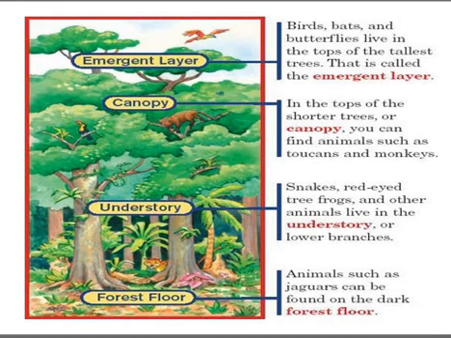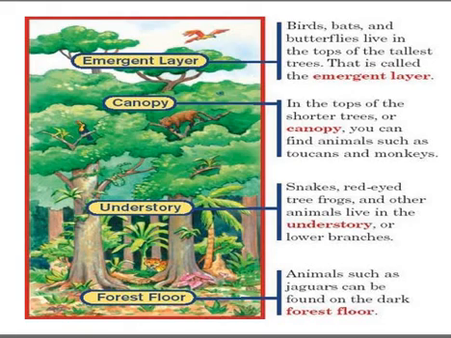So if we have a look at this slide of the rainforest, we see the emergent layer, canopy layer, understory layer, and forest floor layer, 1, 2, 3, 4 layers of a rainforest. We start from the forest floor, the tropical rainforest floor, where animals such as the jaguar can be found on the dark forest floor along with other animals. Then the understory layer is occupied by snakes, red-eyed tree frogs, and other animals in the understory or lower branches of the trees.